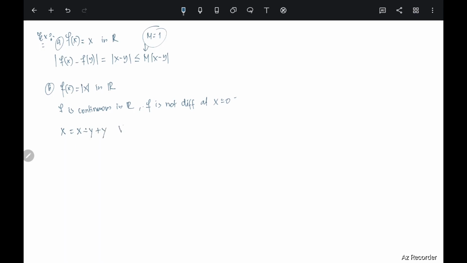This we can do. This holds for all x, y in R. We can write it for any x, y in R. This is, we can write, since then you see |x| is always less than |x - y| + |y|, equals to, okay. So I can take the modulus on both sides.